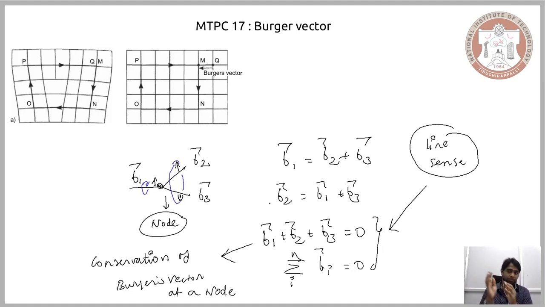This is made possible by the line sense convention, and these representations are possible by the appropriate construction of the Burgers circuit. So essentially we are talking about a region wherein the atomic arrangement is more or less regular and the distortion is quite low, and therefore we are able to arrive at this expression, and through appropriate line sense you can translate this expression into the conservation of the Burgers vector at a node.